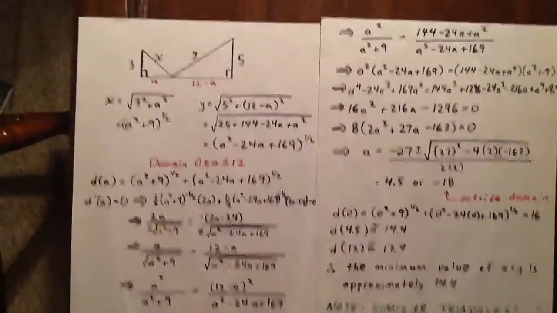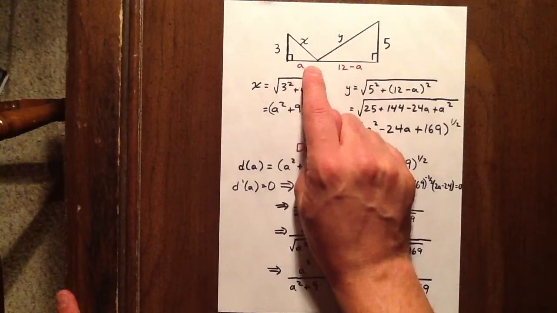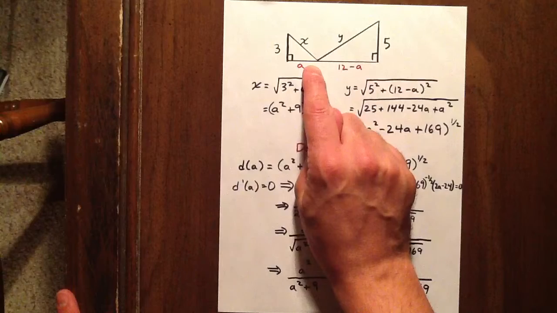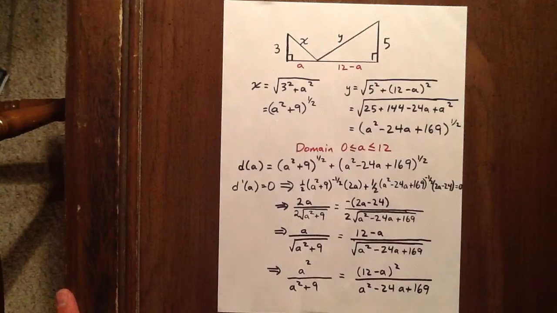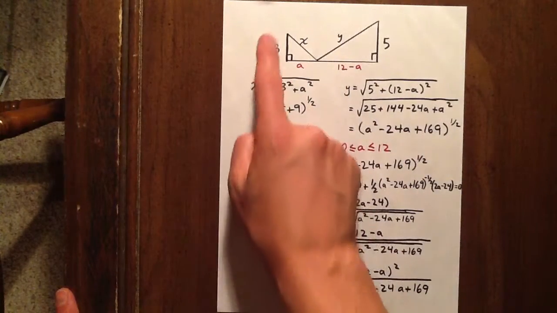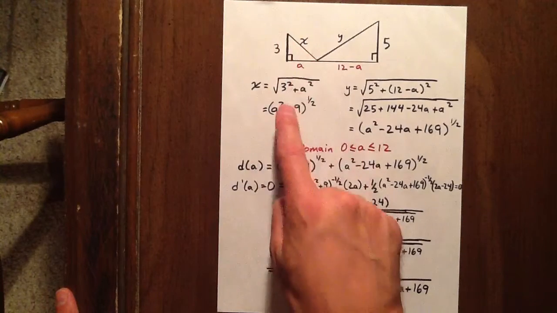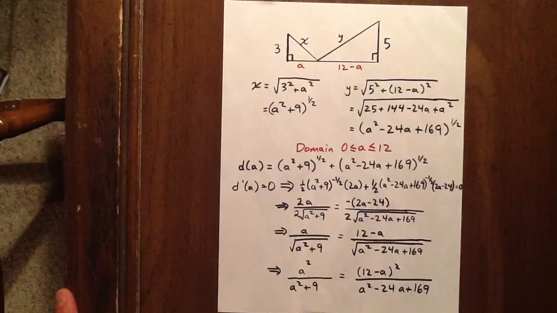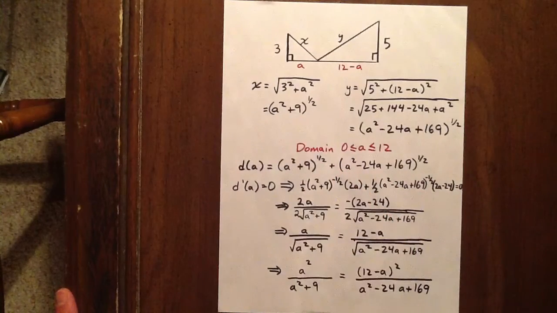Okay, now looking at this, we see that if we let this value here be a, then this other segment is 12 minus a, since the whole thing is 12. Now we have a right angle triangle, 3 and a, so this hypotenuse is going to be the square root of 3 squared plus a squared, or in other words (a squared plus 9) to the 1/2.